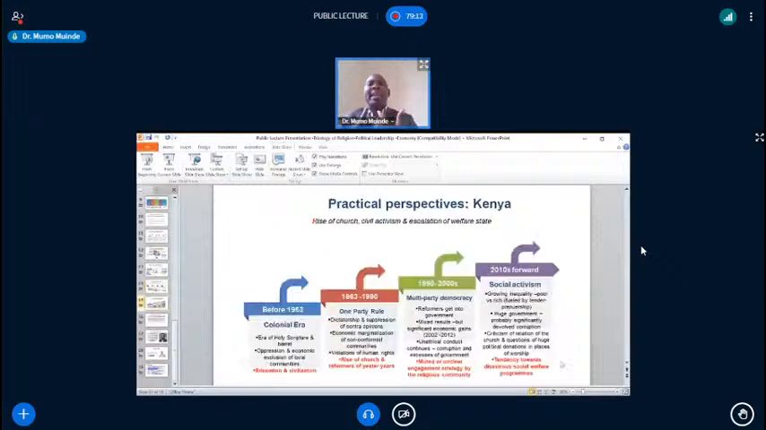But when you look at it within the Kenyan context, we can look at the history of the country within the post-colonial era.